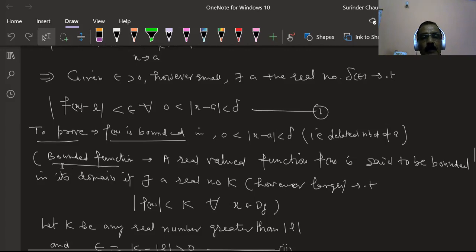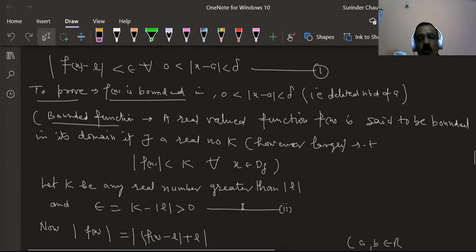Now let me define a bounded function. A real valued function f(x) is said to be bounded in its domain if there exists a positive number k, however large, such that modulus of f(x) is less than k for all x belonging to the domain. Now, the domain can be changed. We can have some neighborhood or anything else. We are talking about any domain.